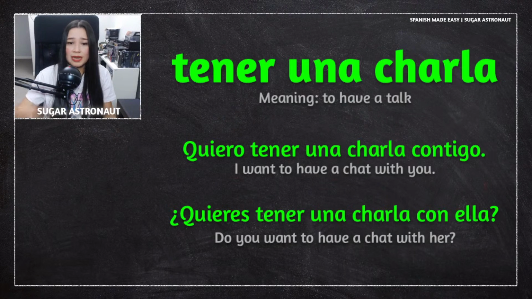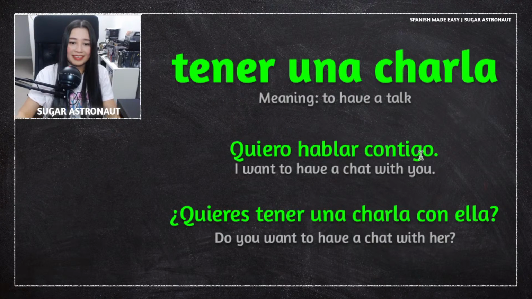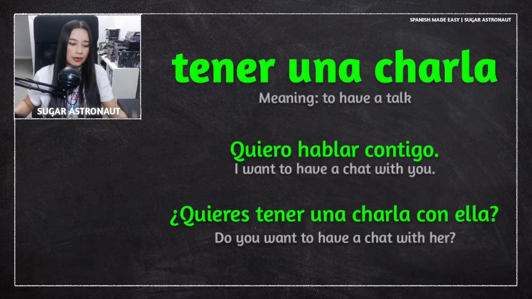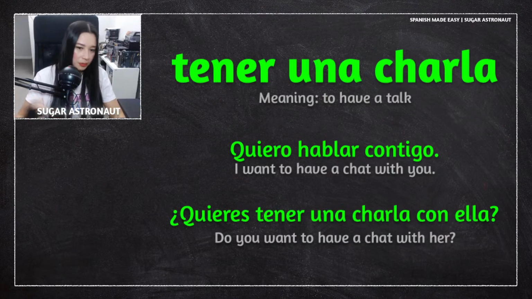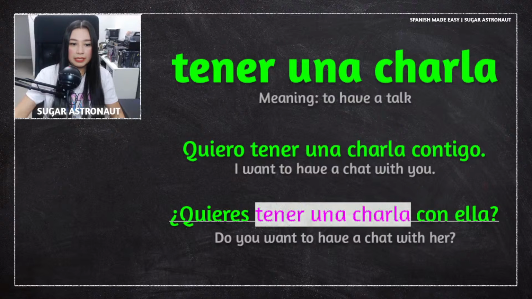And lastly, tener una charla. Quiero tener una charla contigo. You can replace all of this with hablar. Quiero hablar contigo, okay? And it means I want to talk to you, okay? Same thing, similar. But some Spanish speakers might say this, and now you know what it means. I want to have a chat with you. Quiero tener una charla contigo. Or here, ¿quieres tener una charla con ella? Do you wanna have a chat with her? You can replace this with hablar.